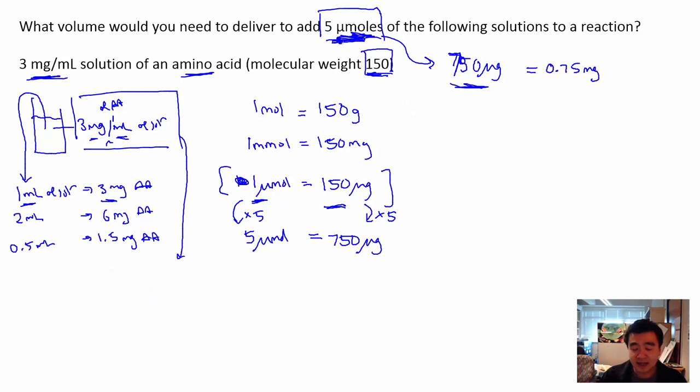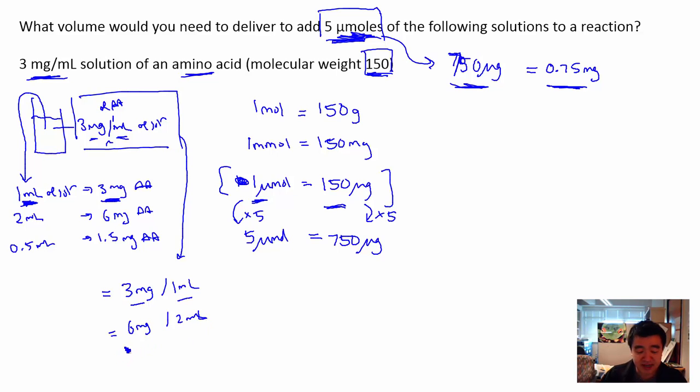So this is telling us that we need 0.75 milligrams of this amino acid. Our stock solution is 3 milligrams per mil. So if I take out 1 mil of this solution, I'm taking out 3 milligrams of this amino acid. So if I need 3 milligrams, well, the concentration is equal to 3 milligrams per 1 mil. Another way to say it is, if I need 3 milligrams, I just need to take out 1 mil of this solution, and I have in that 1 mil the 3 milligrams.